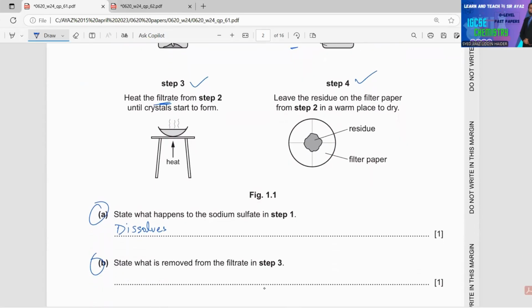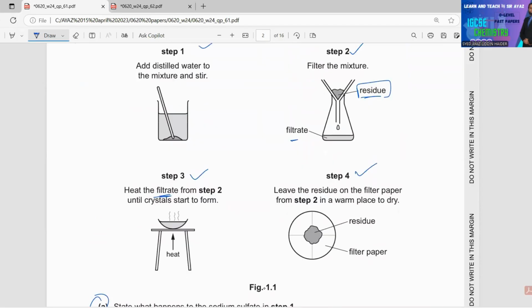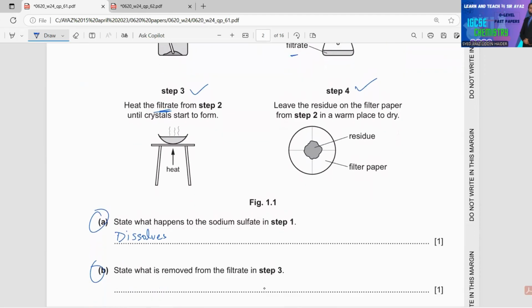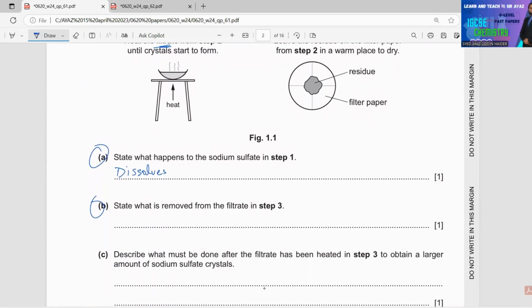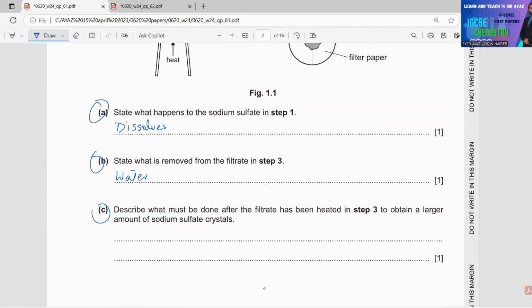B. What is removed from the filtrate in step 3? So here's step 3. You're heating the filtrate, which is obtained from step 2. It's definitely water. You heat the solution, you will remove the water. So I will write water. C. Describe what must be done after the filtrate has been heated in step 3 to obtain a larger amount of sodium sulfate crystals. Definitely, you have to leave it to cool down. So I will write leave it to cool.